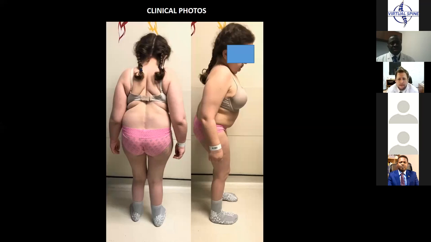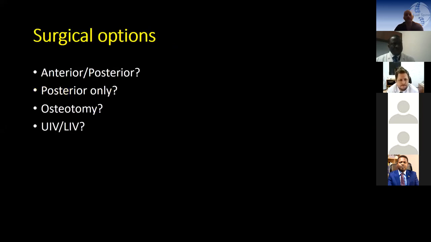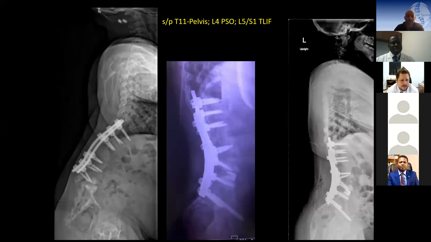This is what she looks like clinically, and you can see her sagittal malalignment and how it's manifested clinically. She's quite miserable. So what I decided to do was an all-posterior approach. I took advantage of the vacuum disc at L5-S1, so I did just a TLIF at L5-S1, and I did a PSO at L4.